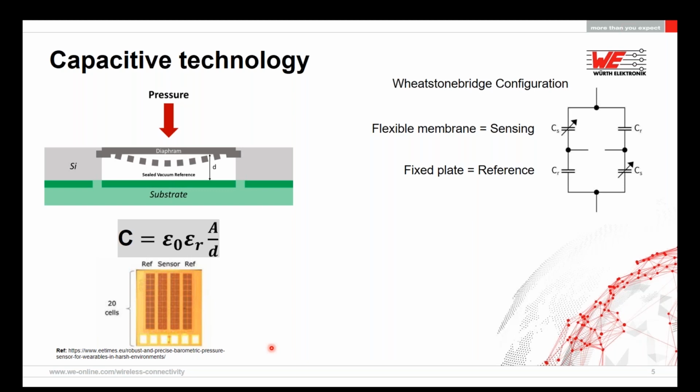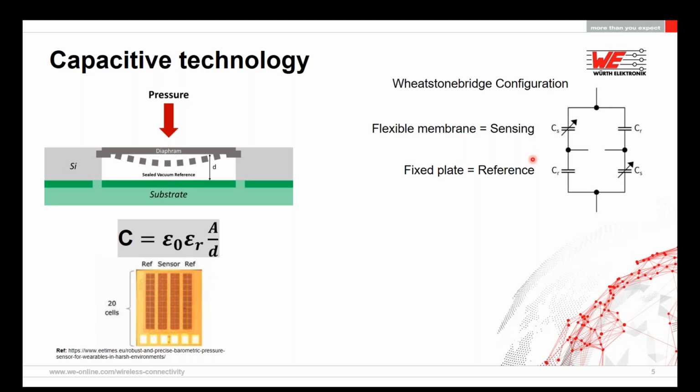What does that mean? So the sensing cells have a flexible membrane that reacts to the pressure change. The reference cell has no flexible membrane, which is always constant. So the reference cell always gives you a constant measurement of capacitance, and the flexible membrane gives you the measurement of the pressure as per the pressure applied. These arrays are formed into a Wheatstone bridge configuration, as you can see. So across the capacitance, this always stays the same, and the sensing capacitance changes as per the pressure applied.